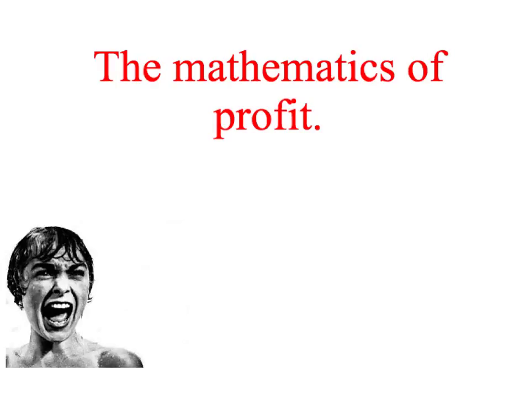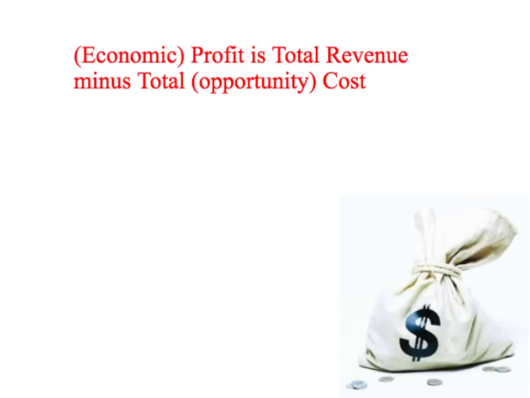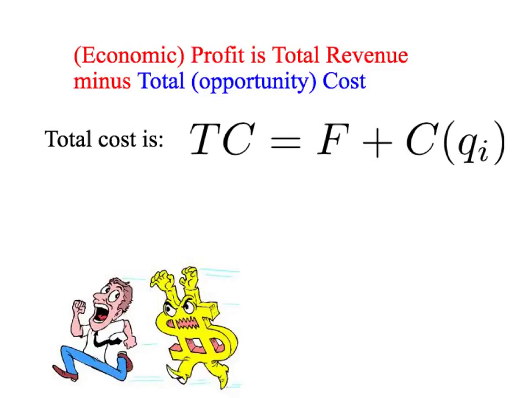In this presentation we continue the mathematics of profit. Remember that economic profit is simply total revenue minus total cost. Last time we looked at total revenue, this time we're looking at total cost. Our total cost has two parts. The first bit, denoted here by capital F, are fixed costs. The second part, denoted here by this function, are the variable costs.